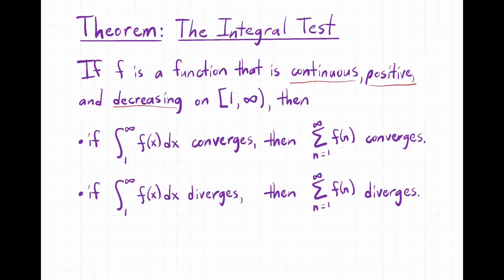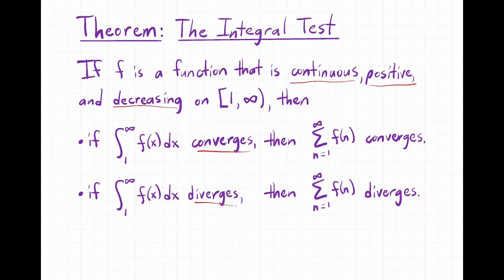then if you look at the integral of that function from 1 to infinity, if that integral converges, then the series given by the sum from n goes from 1 to infinity of f of n, in other words, applying that function to the whole number values of the series, that series also converges. And if the integral of the function diverges, then the series determined by that function also diverges.